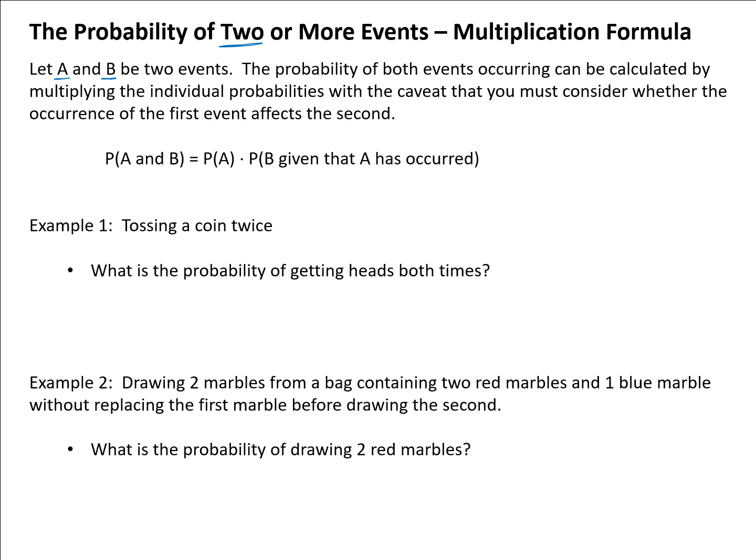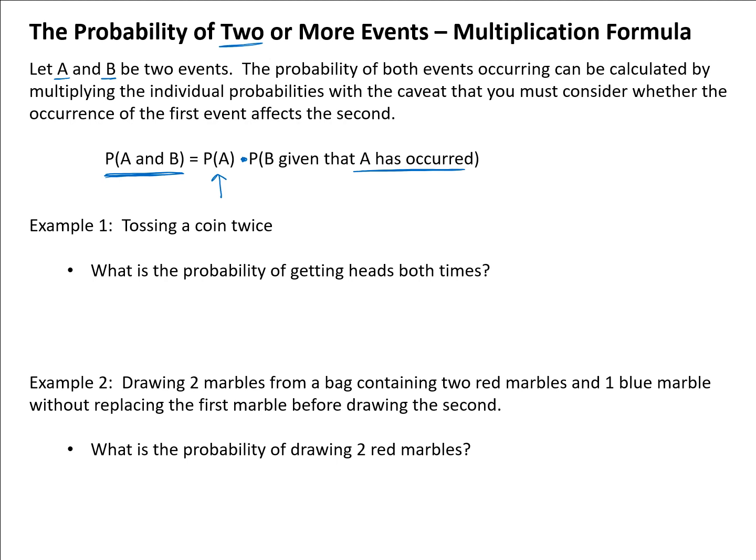So in brief, the probability of the 2 events occurring, so A and B, is going to be equal to the probability of the first times the probability of the second, with the understanding that you have to think about if anything has changed because the first one occurred. So basically you're multiplying the 2 individual probabilities together, with the understanding that with the second one you have to think about whether something has changed.